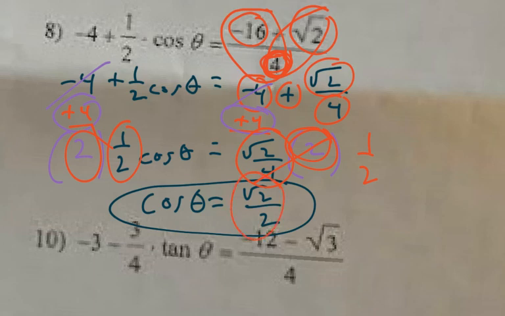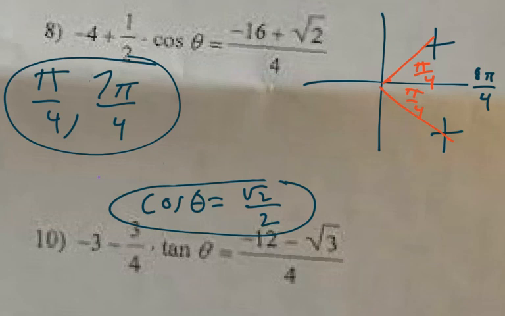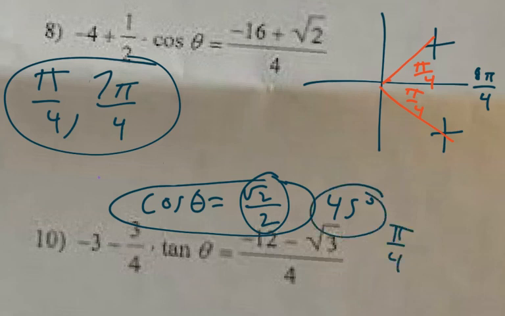Now, where is cosine equal to square root 2 over 2? You should know the reference angle is 45 degrees, or pi over 4. And cosine is positive in quadrant 1 and in quadrant 4. So using 45 or pi over 4, I know it's going to be pi over 4. Again, you're looking at your unit circle, and 7 pi over 4 when I'm in quadrant 4.